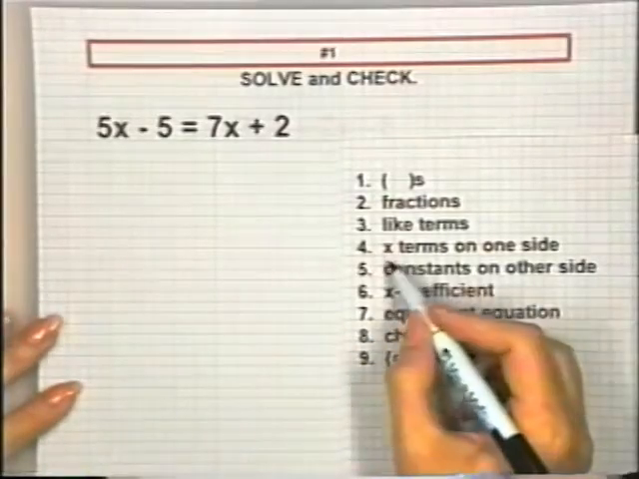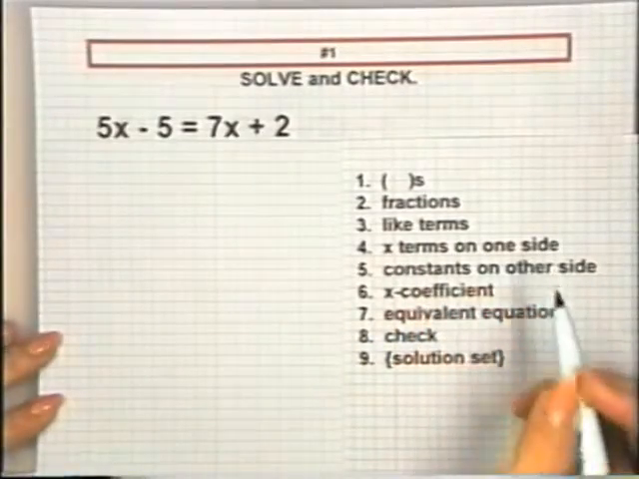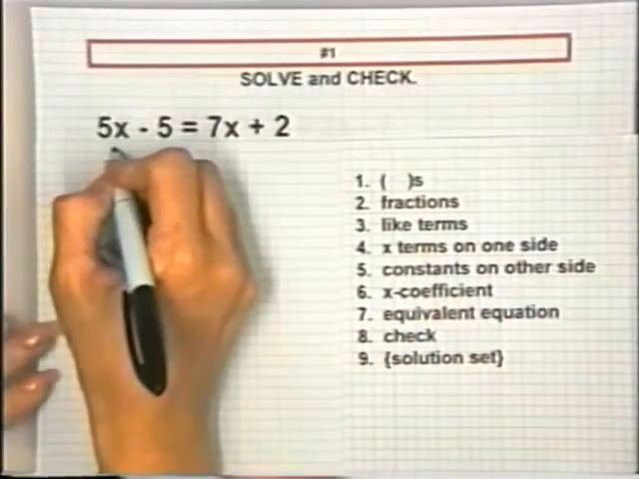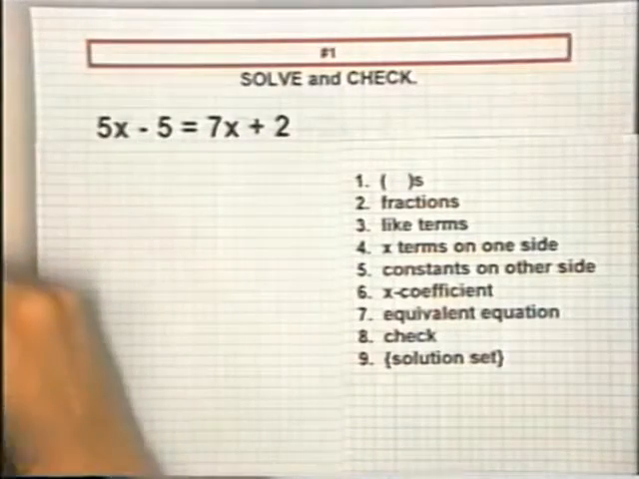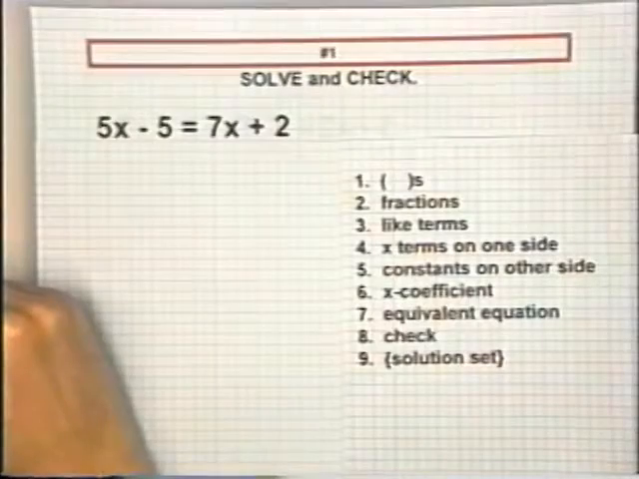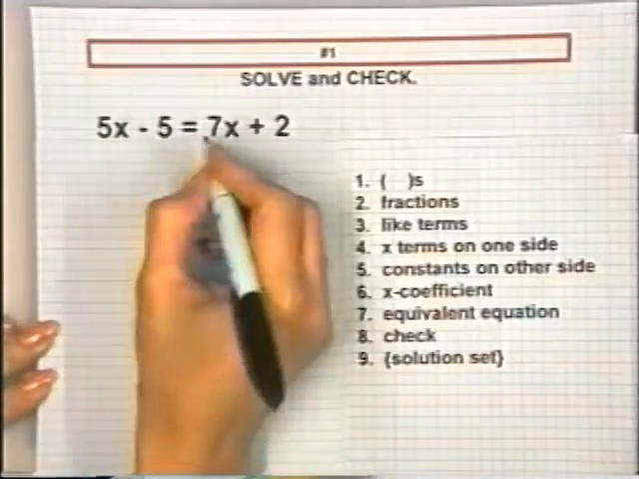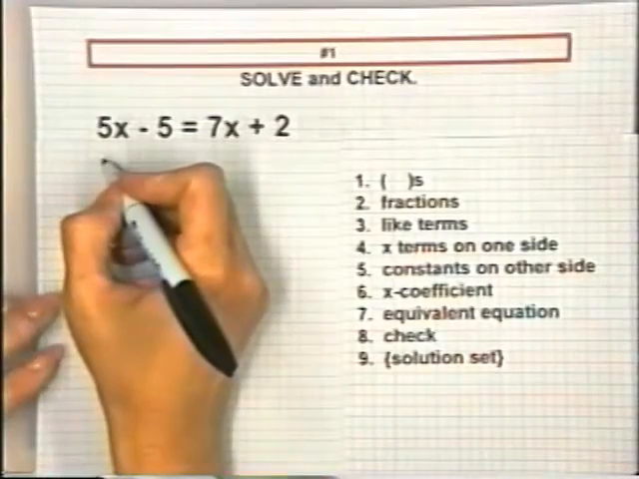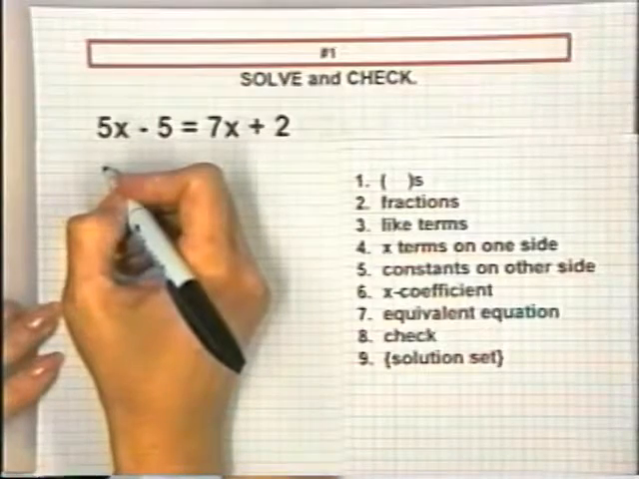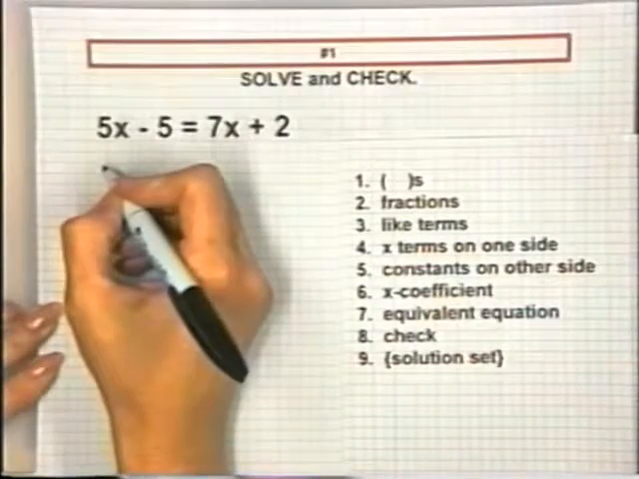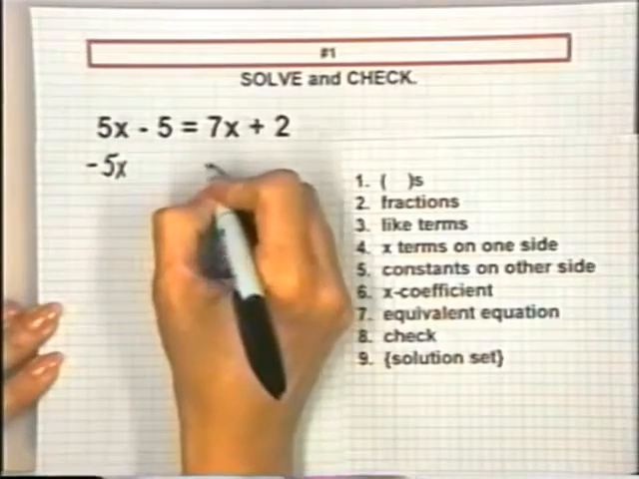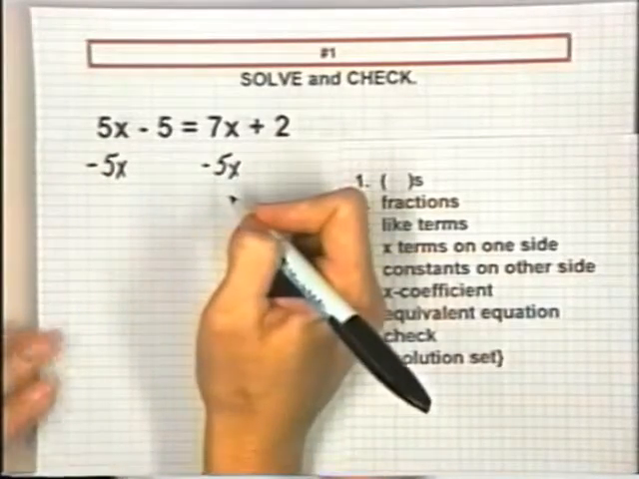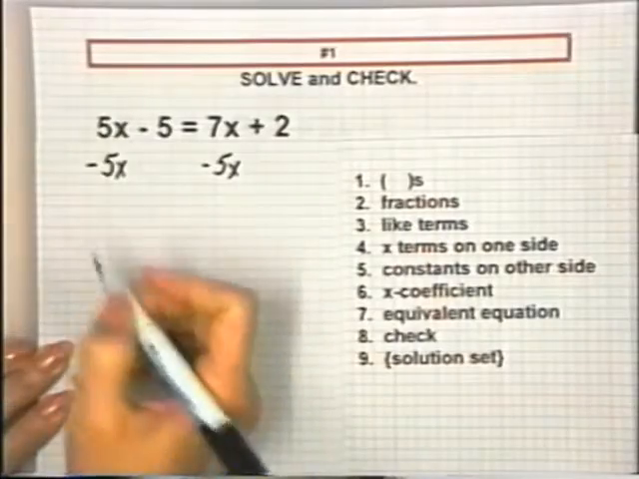So I will begin by getting the x terms on one side. I may choose to move the 5x or the 7x. Usually I choose to move the term with the smaller coefficient. Since the 5 is smaller than the 7, I will move the 5x. To move the 5x, since it has been added to the left side of the equation, I will subtract 5x from both sides of the equation.